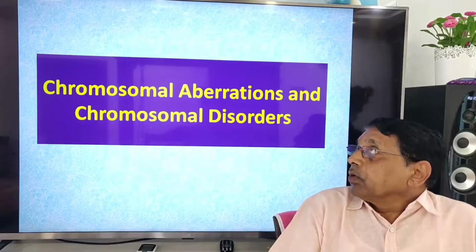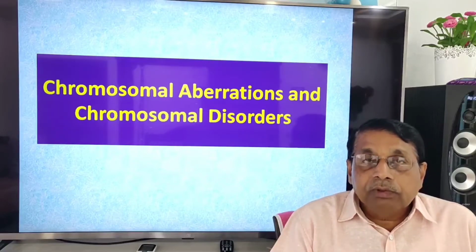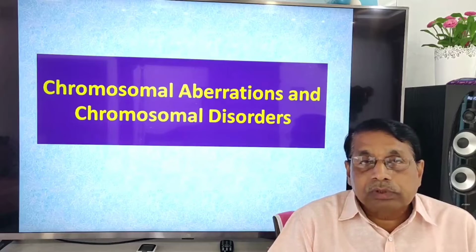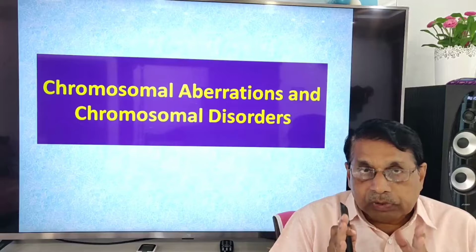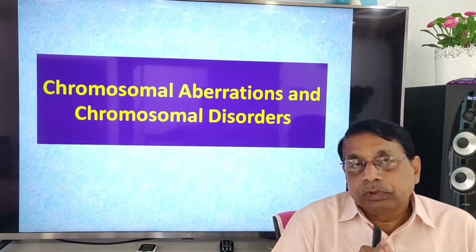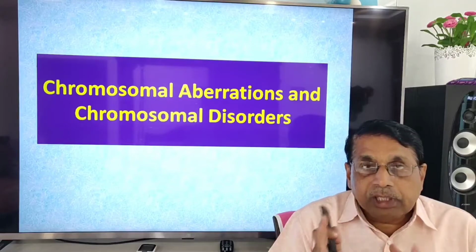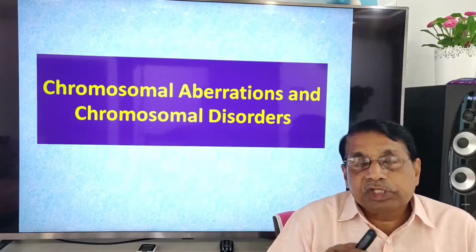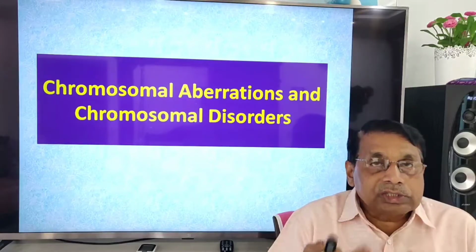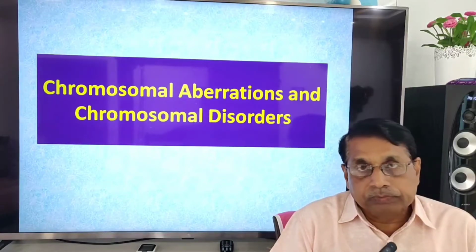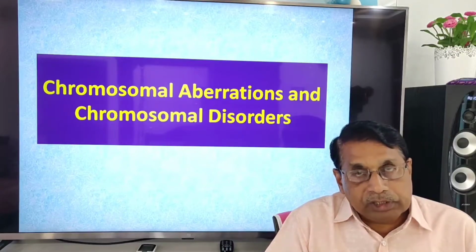What are chromosomal aberrations? In healthy, normal individuals, the chromosomes will be normal with respect to the number and with respect to the structure. Sometimes there will be a change in the number of chromosomes, or a change in the structure of the chromosomes. So that is a deviation, that is an aberration.